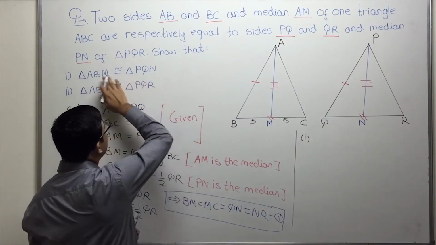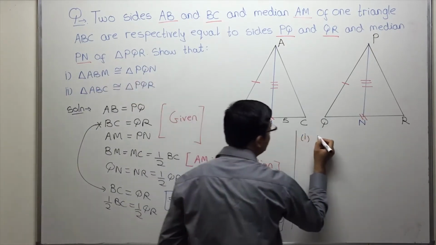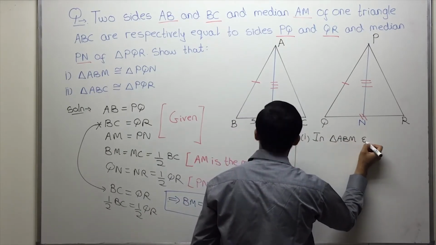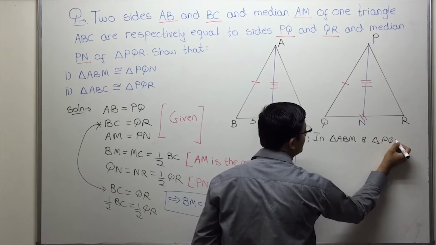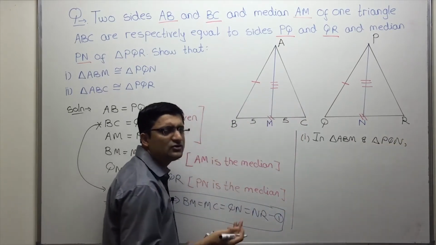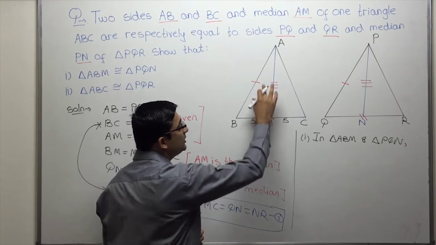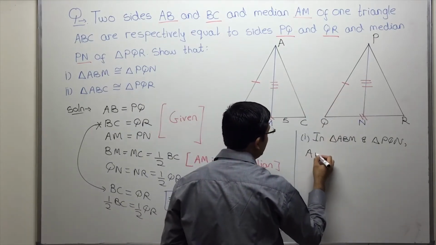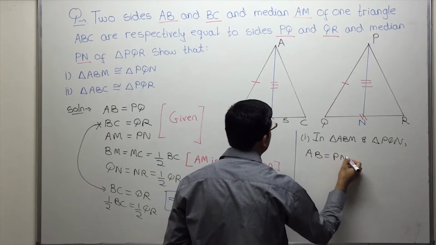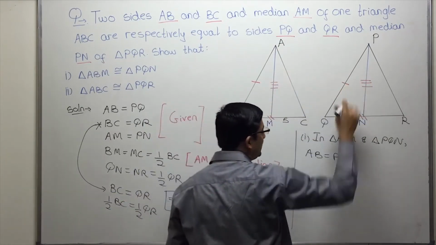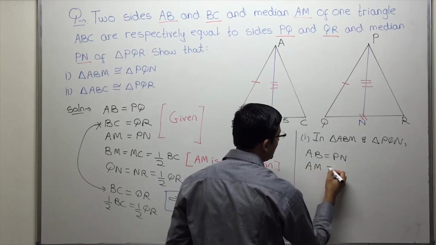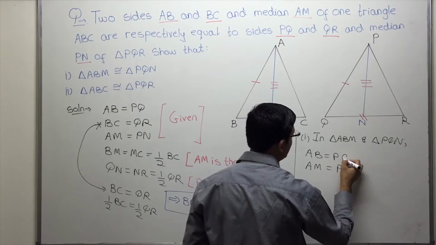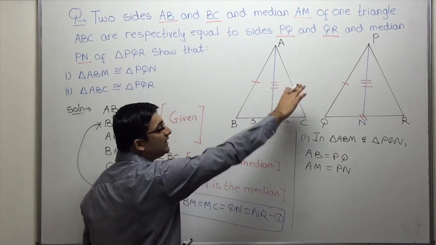We have to prove these two triangles to be congruent. So let's take them, that is, triangle ABM and triangle PQN. Whenever we have to show two triangles to be congruent, see what is given to us. In these two triangles, first of all, AB is equal to PQ. Sorry, my mistake, AB is equal to PQ, and AM is equal to PN.